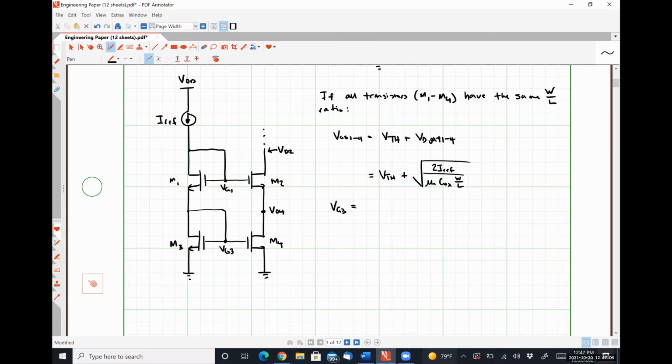All right, so what is our voltage VG3? Let's start there. So VG3 has to be the same as VGS3, because our source is at ground, right? So that means that VG3 is at a potential exactly VTH plus VDSAT above ground. Everybody okay with that?